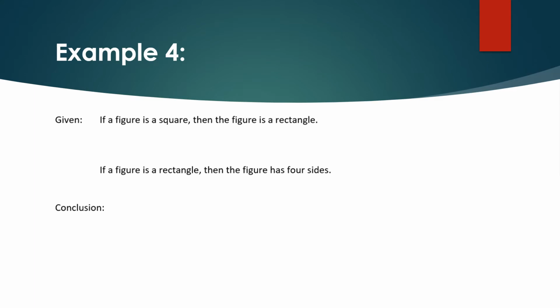Example 4. It says, if a figure is a square, then the figure is a rectangle. So if the figure is a square, I'll call that P. Then the figure is a rectangle, Q. Well, that's true. And if a figure is a rectangle, Q, then the figure has 4 sides. That is not being a square, that's not being a rectangle, so I'm going to call this R.